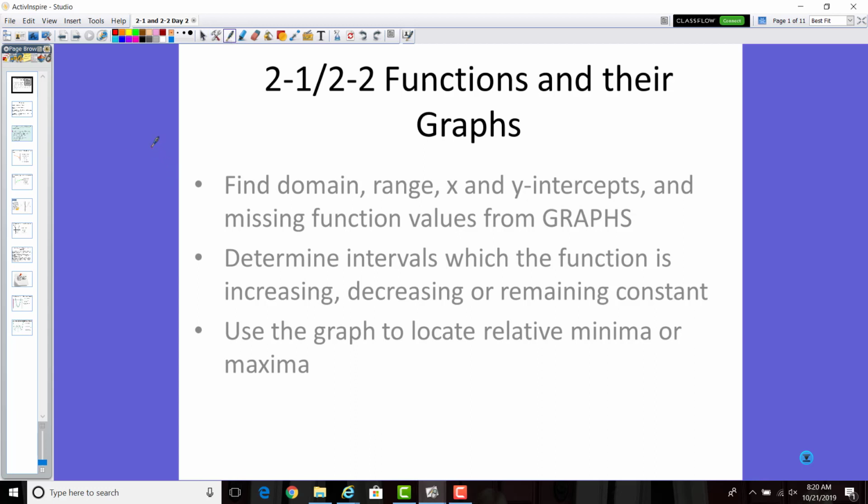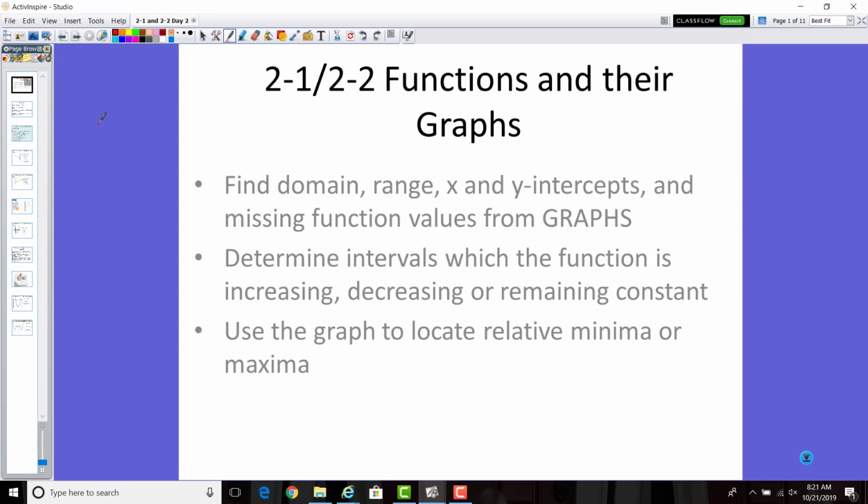Welcome to section 2.1 and 2.2, functions and their graphs, day 2. If you remember the class before, we looked at this section over functions and more of the algebraic side, where we were evaluating functions, piecewise functions, things like that.